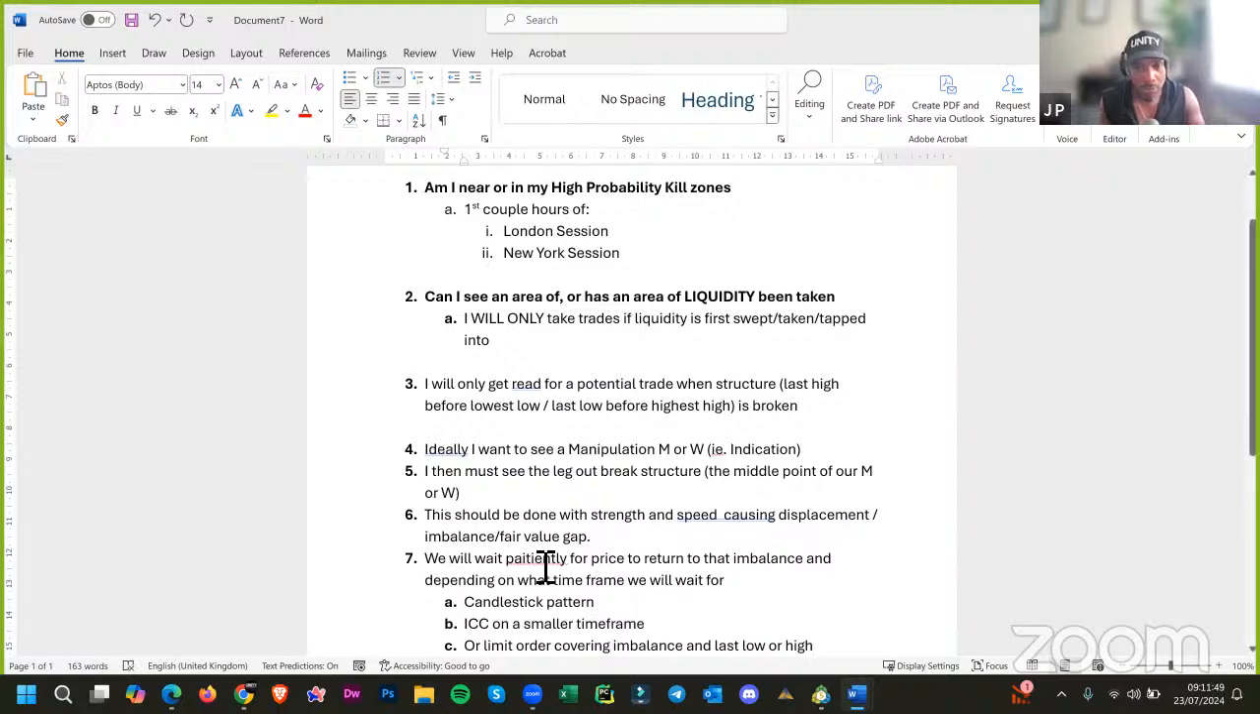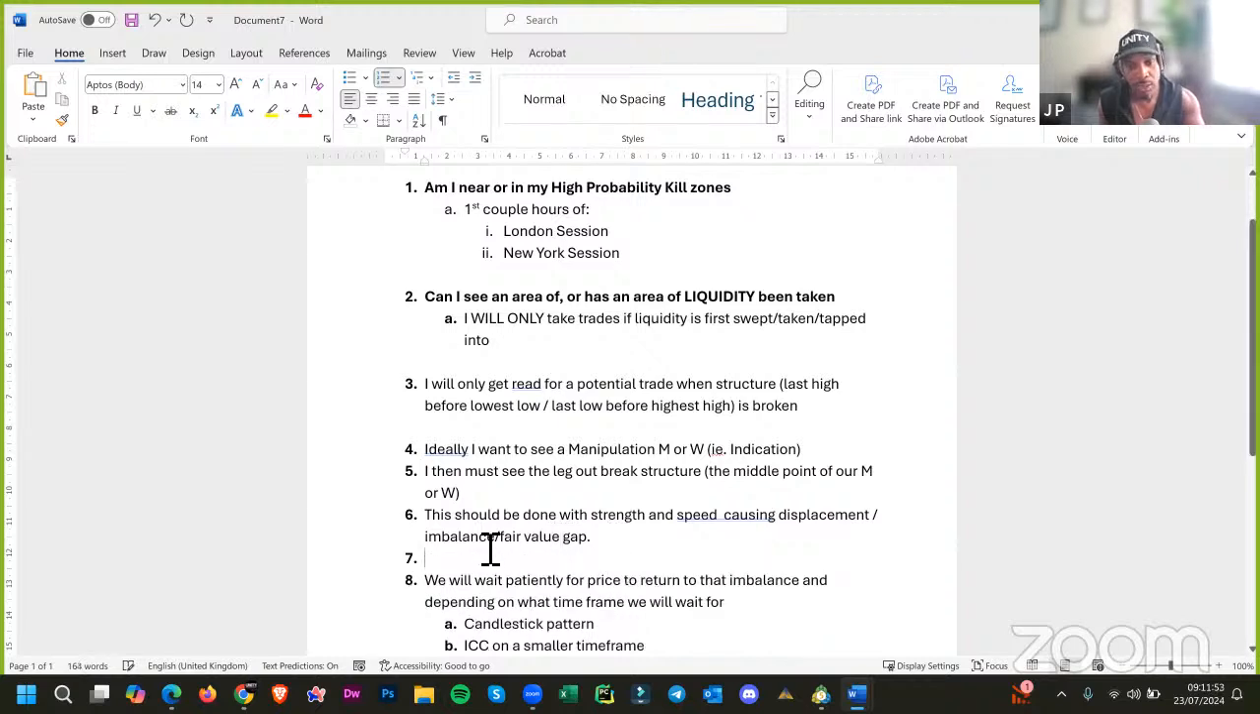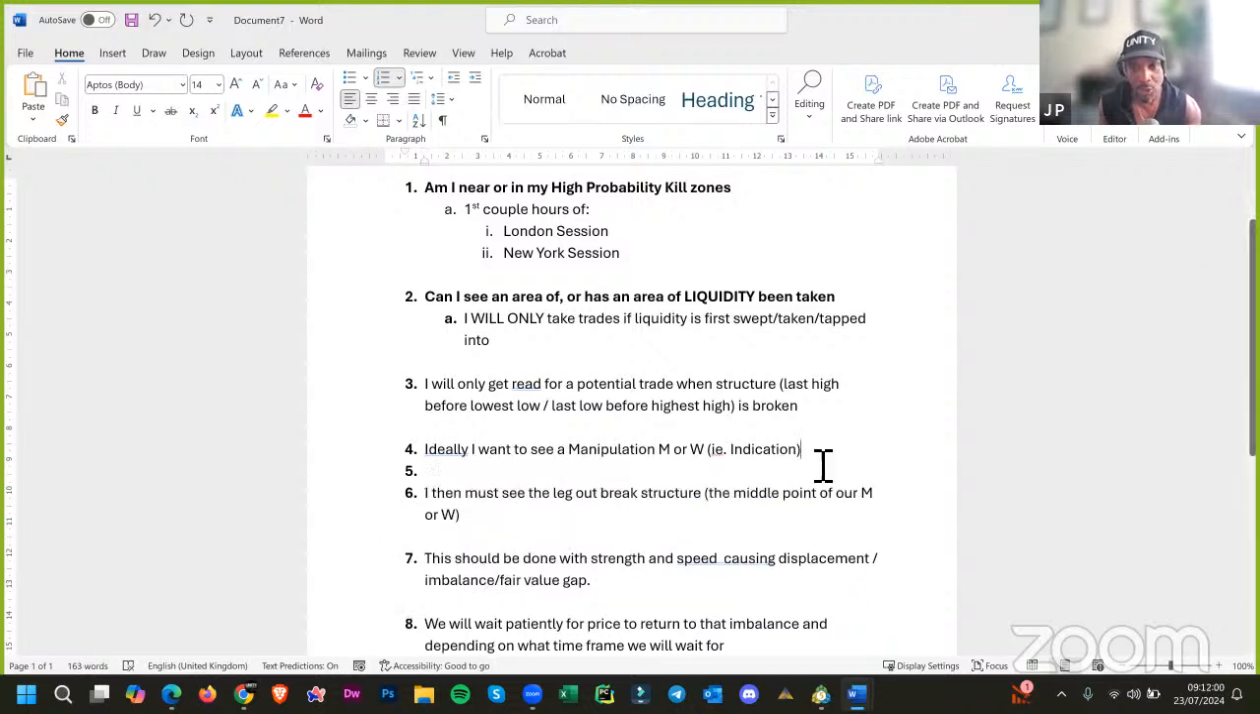So what do I mean by that? I mean that ultimately the market will return back to our imbalance. Now, depending on what time frame we're looking at, you might not be able to see an indication correction continuation if you're already on the 5-minute or the 1-minute time frame. You're not going to see it.